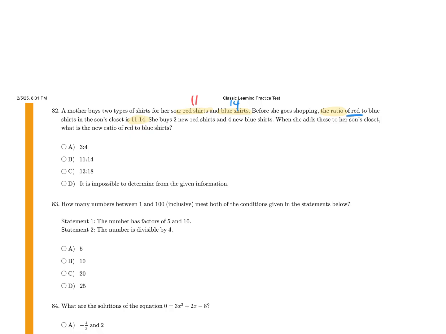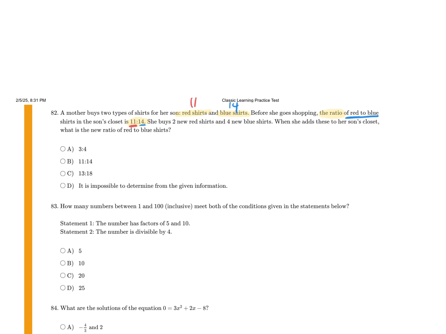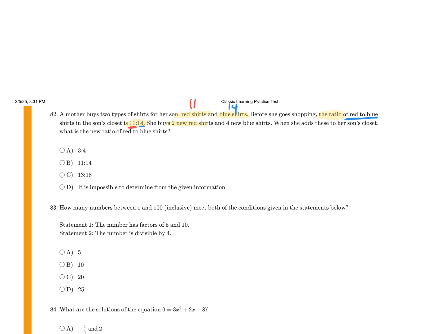They mentioned the ratio is red to blue, so that means 11 goes with the red and 14 goes with the blue. She buys 2 new red shirts. So now there's more red shirts. If there's 2 new red shirts, now there's 13 red shirts. And 4 new blue shirts, so now there's 18 blue shirts. When she adds these to her son's closet, what is the new ratio of red to blue? Okay, so the ratio was 11 to 14, but we added shirts.